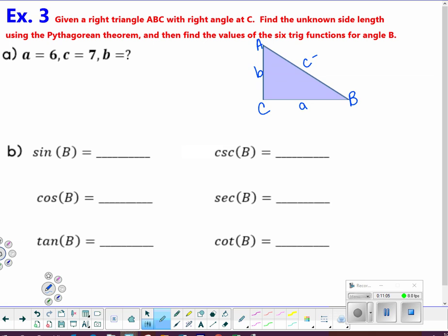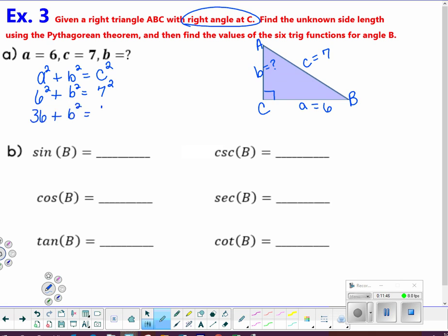Now, they gave us some values. So c was equal to 7, b is an unknown, and a was 6. Let's find b. I knew that C had to be positioned at the right angle, so that's why I put it there. A squared plus b squared will equal the hypotenuse squared, which is our c value on this picture. So let's plug in 6 squared for a. b squared is going to stay open. c is 7, so that'll be a 7 squared. Do the squaring, we get 36 and a 49.